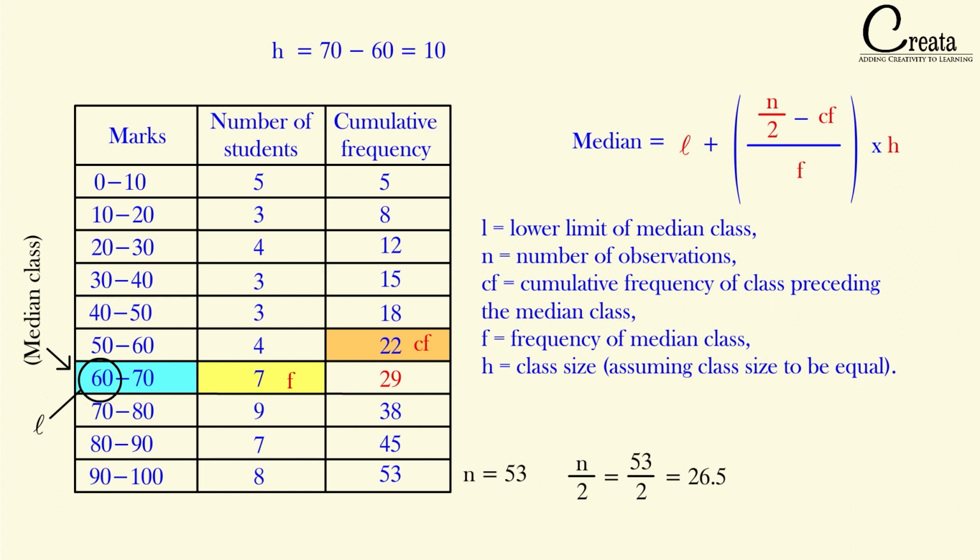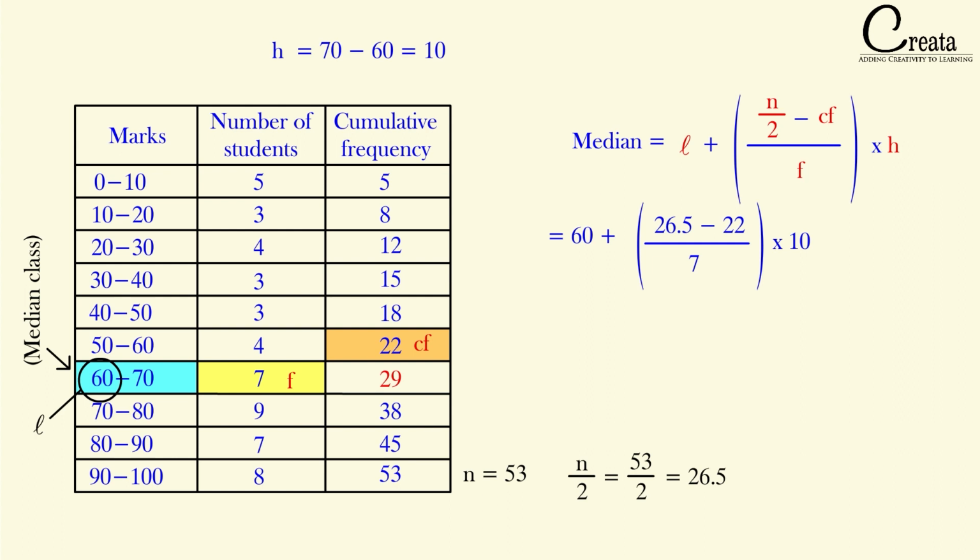And what is the first step? The first step is finding n by 2. Second step, locating the value of n by 2 in the table, which row corresponds to our frequency. Next step, finding the median class and all the variables. Got it? These steps you have to follow to find the median of the dataset or the grouped data. Let's put in all the values. On solving, we got the median as 66.4.